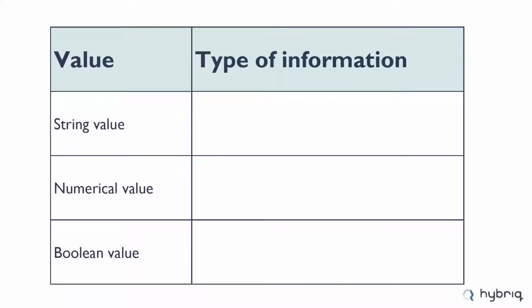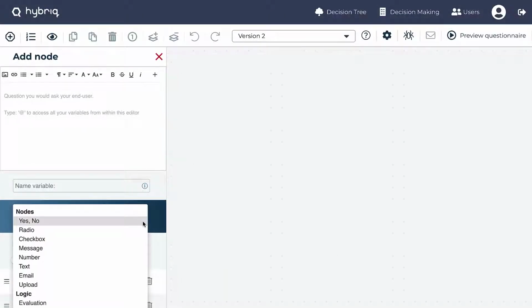Variables have three formats: string value, numerical value, or Boolean value. The string value stores textual information, the numerical value numerical information, and the Boolean value true or false. The value of the variables is determined by the input of the respondent.